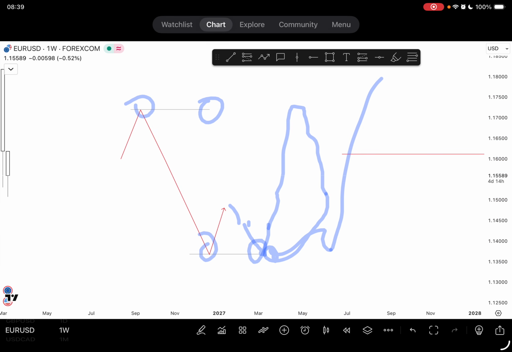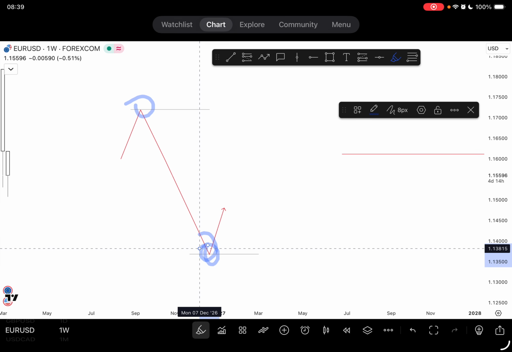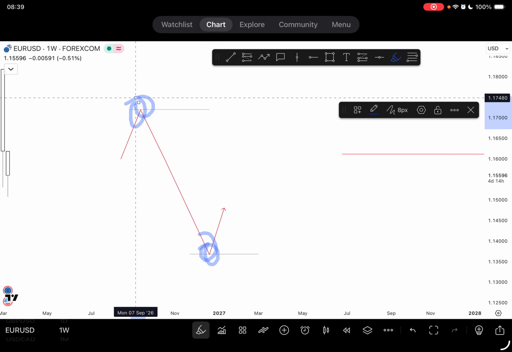So what I'm trying to say is that price moves from one key level point to another, key level to key level, key level to key level. That is how price moves. That is what we call key level liquidity. Meaning there is liquidity in this key level, in this key level, and in this key level.